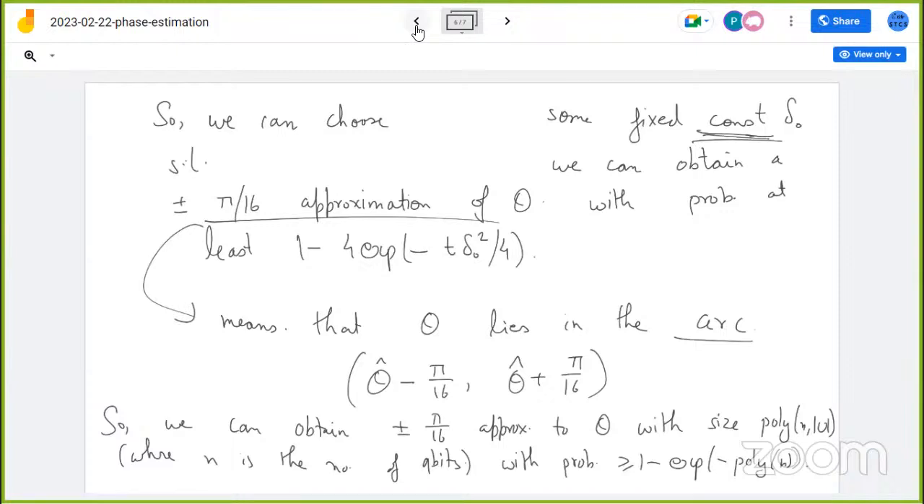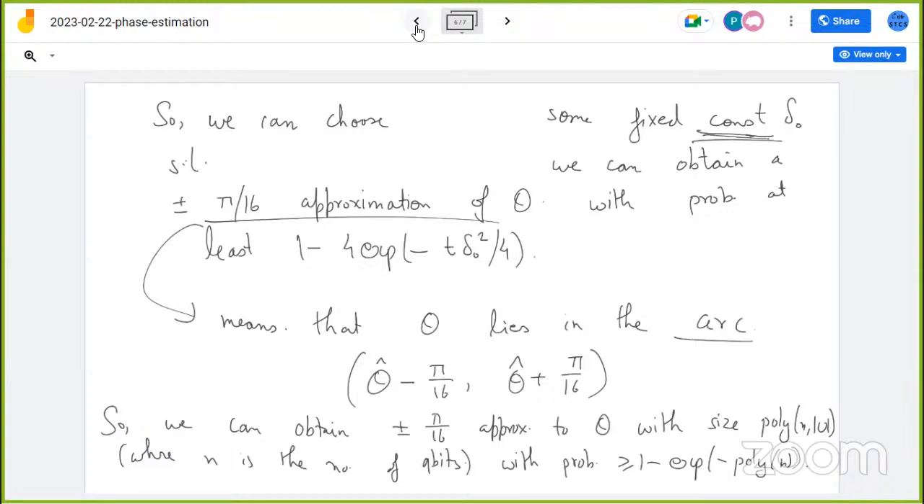If I have 2 theta, I divide it by 2, I get 2 different things, but one of them is the correct one because that's the only one that lies in the correct range. And that is now a pi by 32 approximation of theta. Okay, so now what?